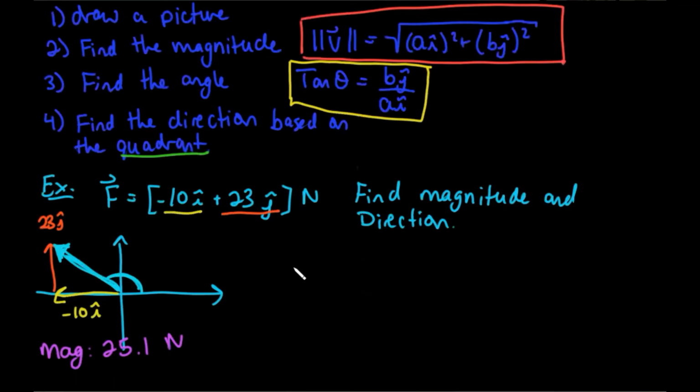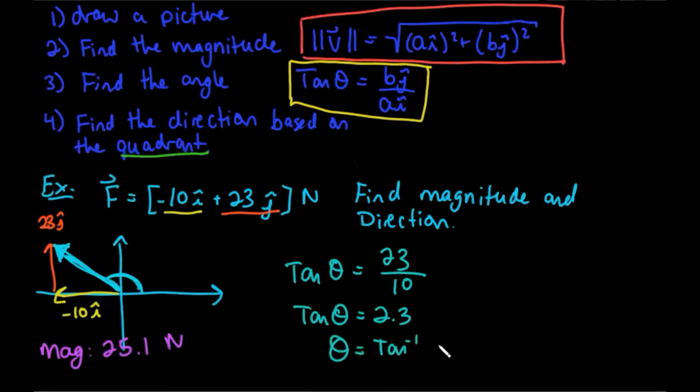Now I'm going to find my angle. So I'm going to use tan theta is equal to my j, which is 23, divided by my i, which is 10. And I don't need to put the negative in. So 23 divided by 10 gives me 2.3. To find my angle, I have to do tan negative 1 of 2.3. And when I put that into my calculator, I should get an angle of 66.5 degrees.